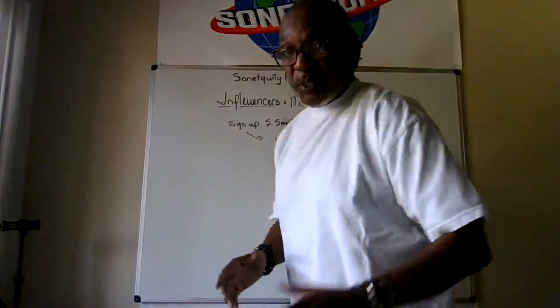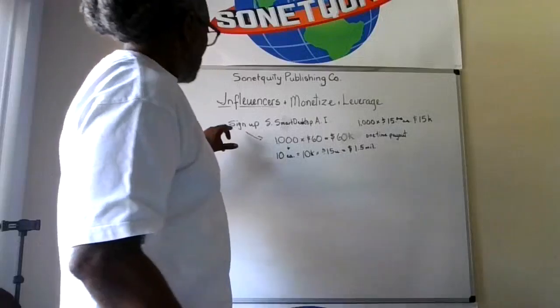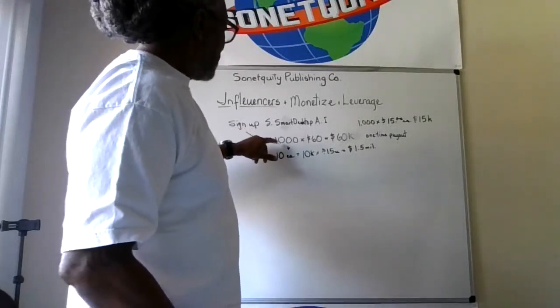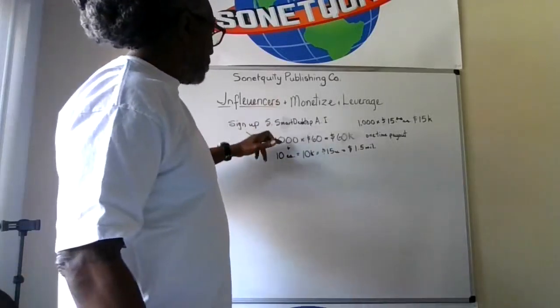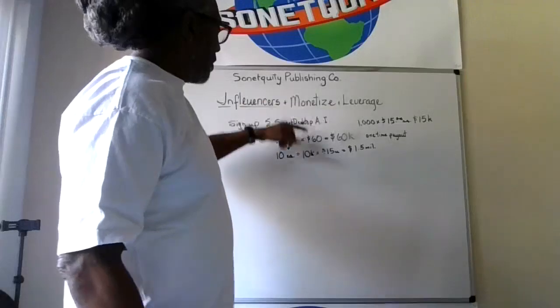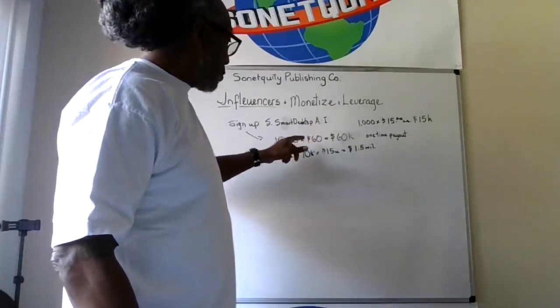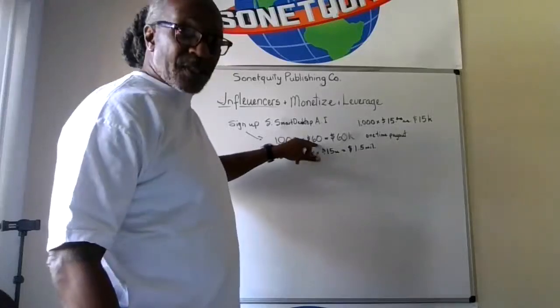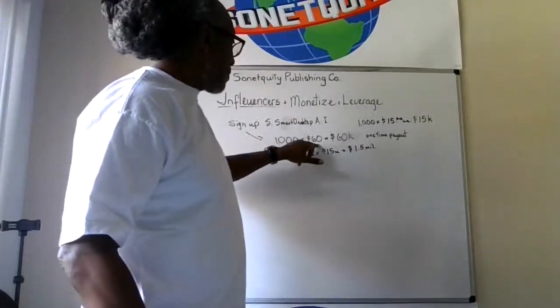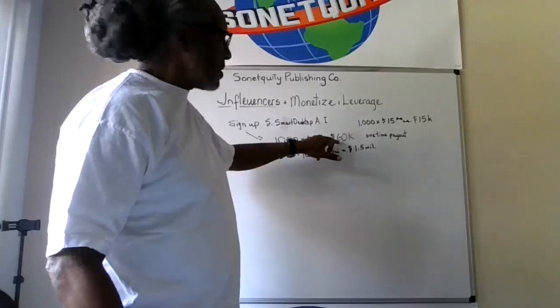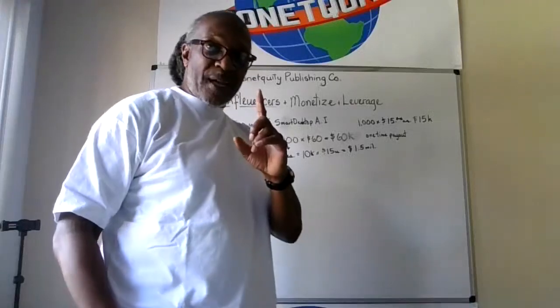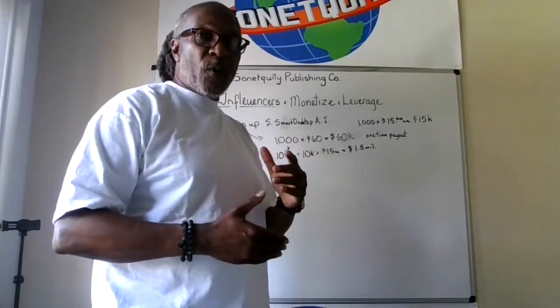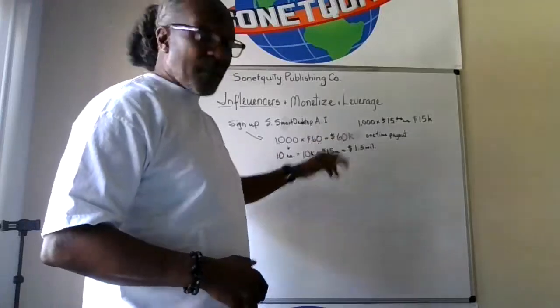So let me show you the beauty of this, because this is as far as it goes for the sign up. You've signed up 1,000 people in your downline. You're going to earn $60 for each and every one of those people. So that's going to be 1,000 times $60. So one-time payout, 1,000 times $60 equals $60,000. You would have earned $60,000 on a one-time payout, paid off on the 10th of every month. Okay, that's what you would have gotten.